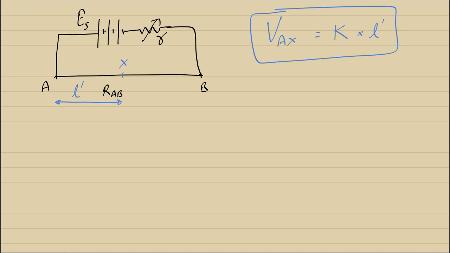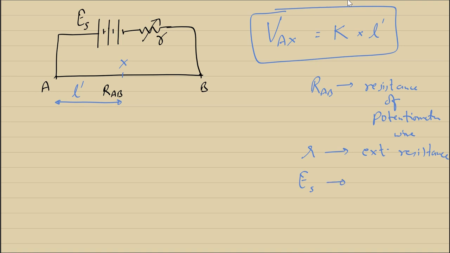So I'll repeat here again just to make the terms clear. RAB we have taken as the resistance of the potentiometer wire only. Small r we have taken to be the external variable resistance, and ES is the voltage of the source with the help of which we are going to conduct the experiments. So ES is the source voltage.